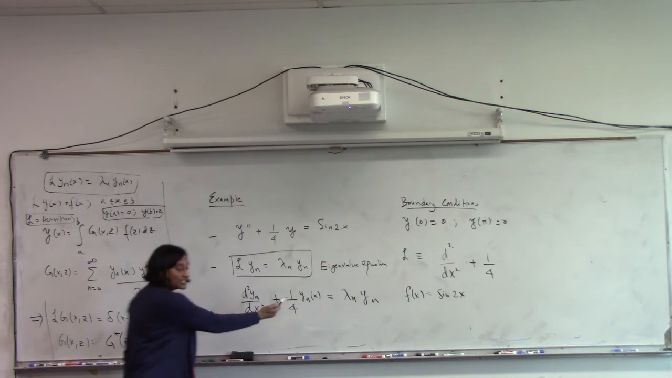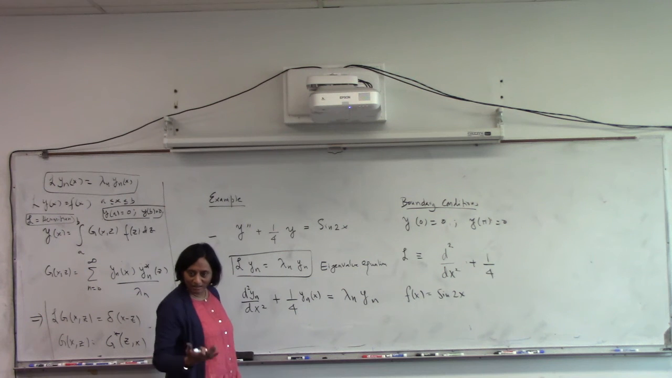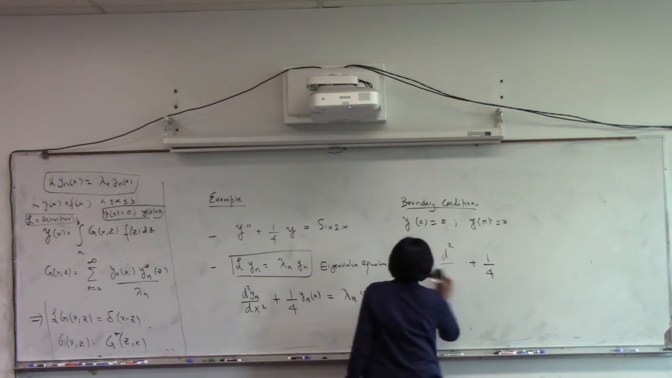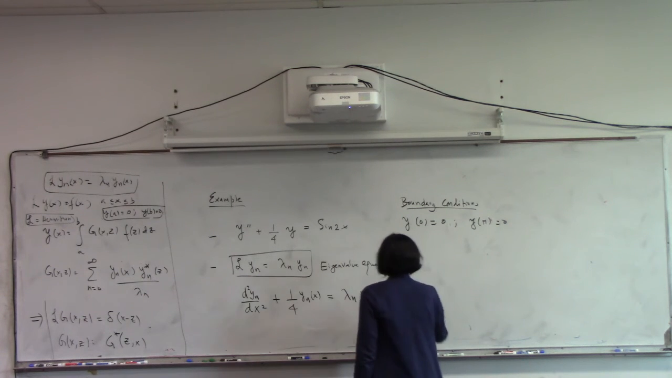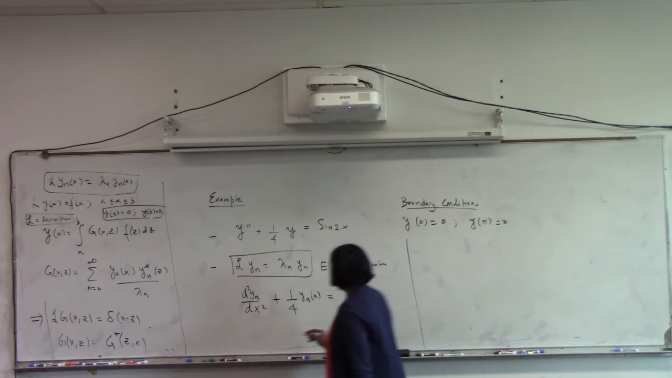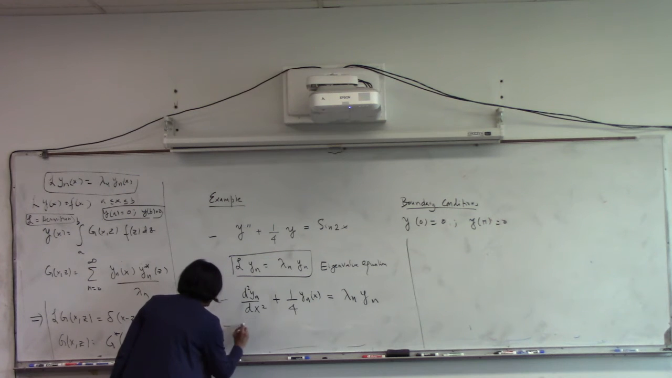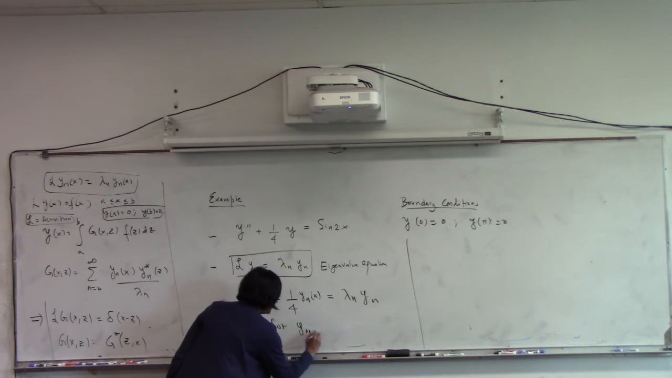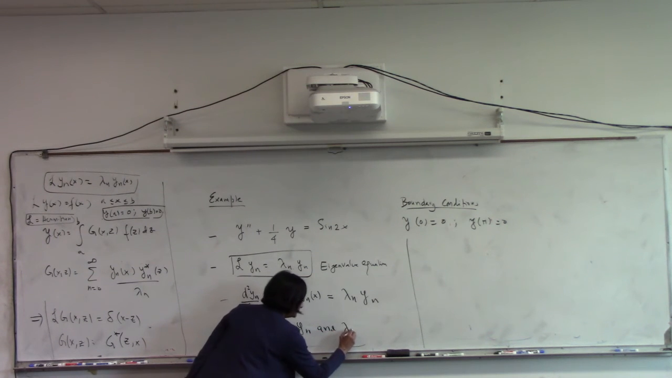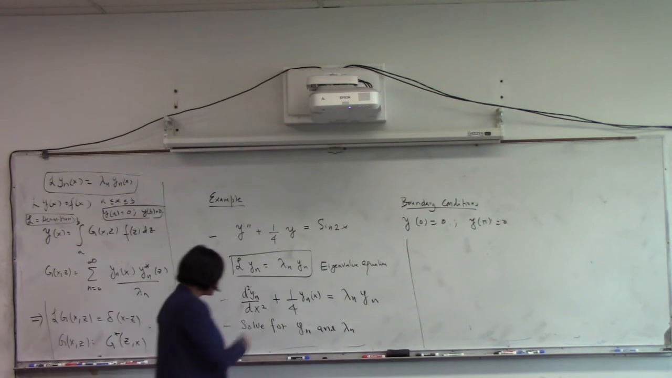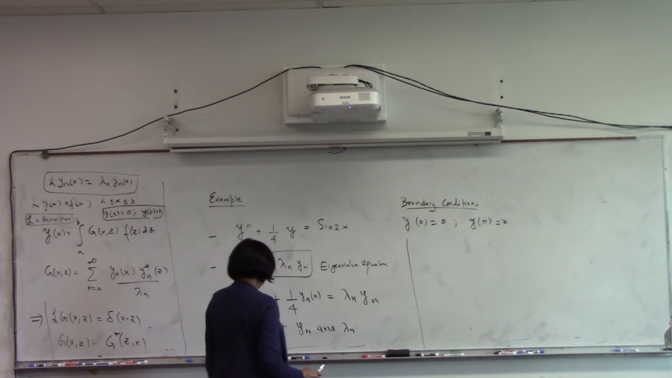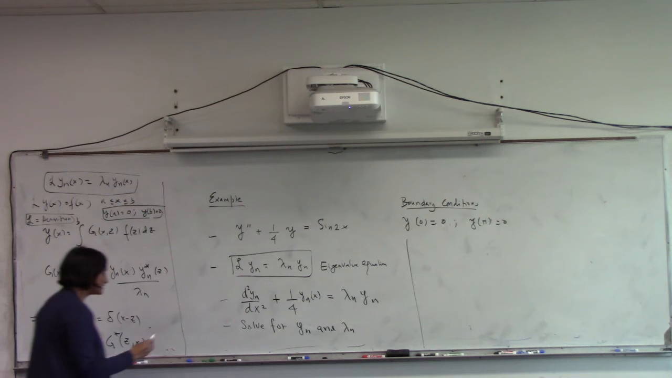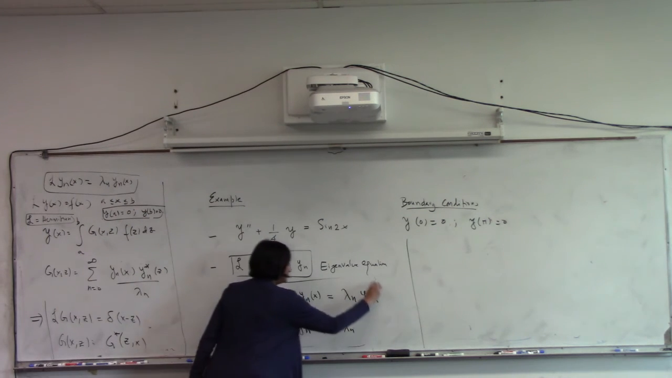So this is a very simple differential equation. We can solve it. We have to solve for y n and lambda n. That's what we have to do. How can I solve this? We've done several differential equations, right?